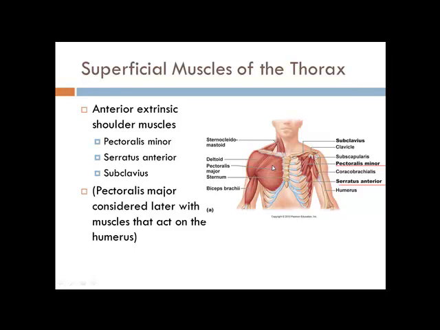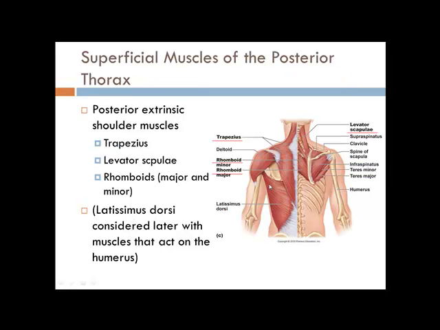The pec major, lots of people think that it is a superficial thoracic muscle, but we'll talk more about that when we get into the humerus and motions of the humerus. Our posterior thoracic muscles, that will be our trapezius, named for shape. It is trapezoidal in shape. There are two parts to it. There is the upper trap and there is the lower trap.